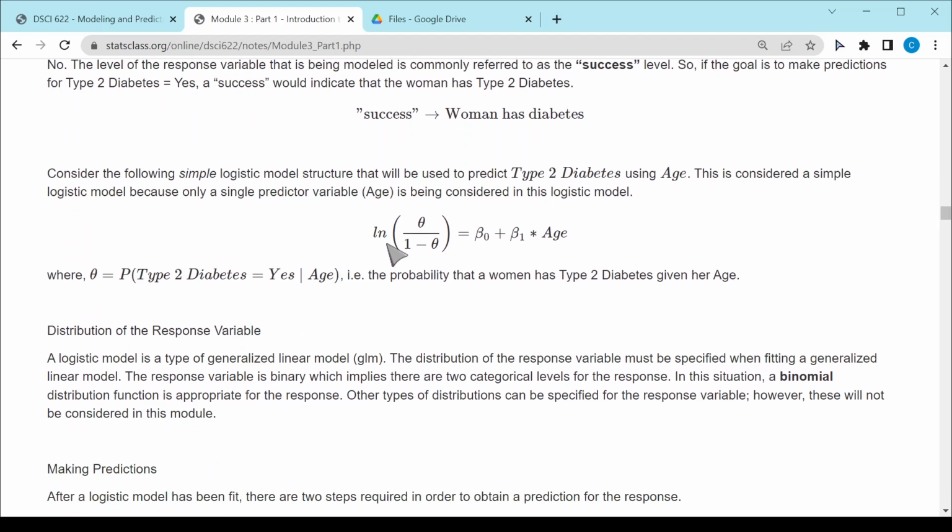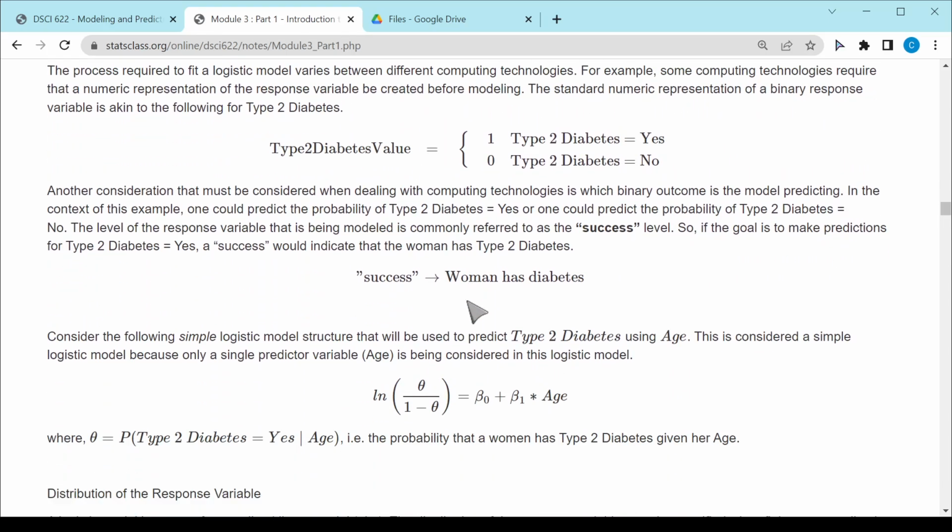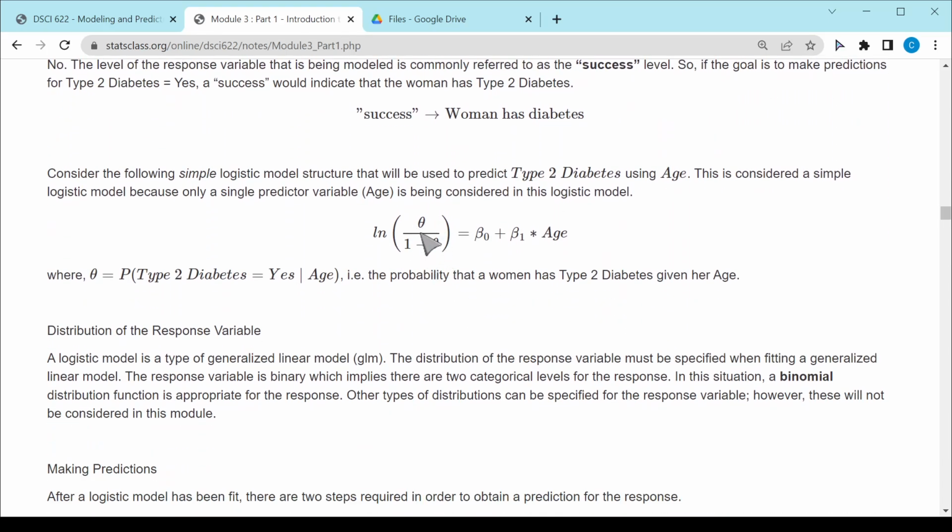The following is an example of a simple logistic model. It is simple because I am only considering one predictor variable here, and that is age. The left-hand side of this equation is more messy. It is not just the response, nor is it the numeric representation of the response, but it is a function of the predicted probabilities of having diabetes. So in this equation, theta represents the chance or the probability of somebody having type 2 diabetes.